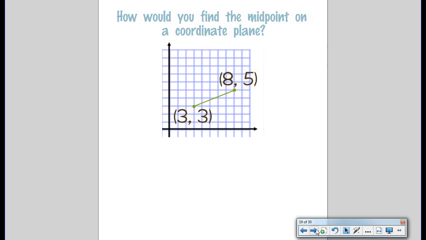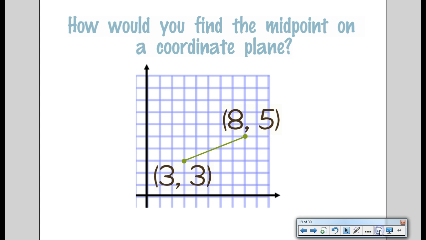All right, cool. So now we need to discuss how we're going to find the middle on a graph. We're not on a number line anymore. If I were just to eyeball the middle, do you think that looks pretty good? Yes. But how am I going to find that for real? How am I going to find the actual coordinate? What we did in the last lesson?